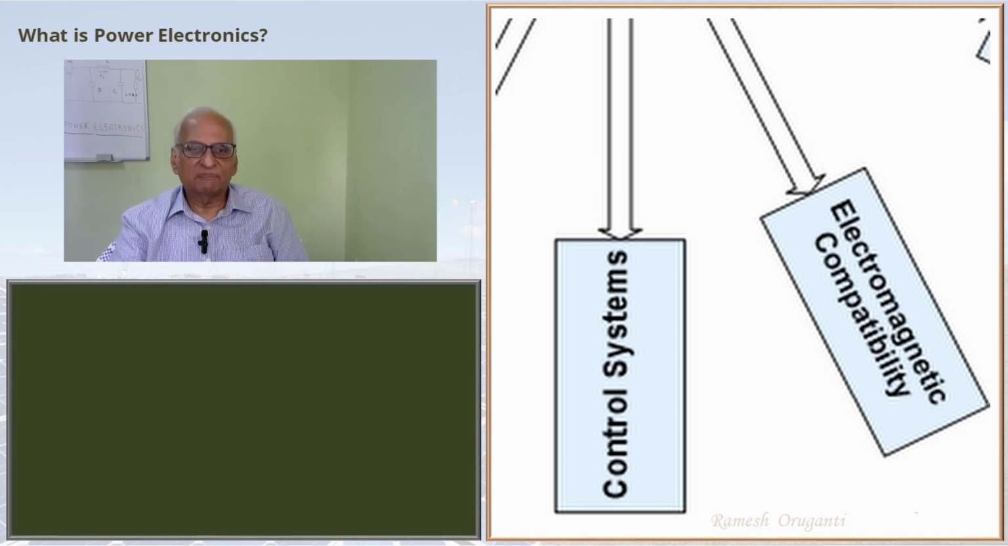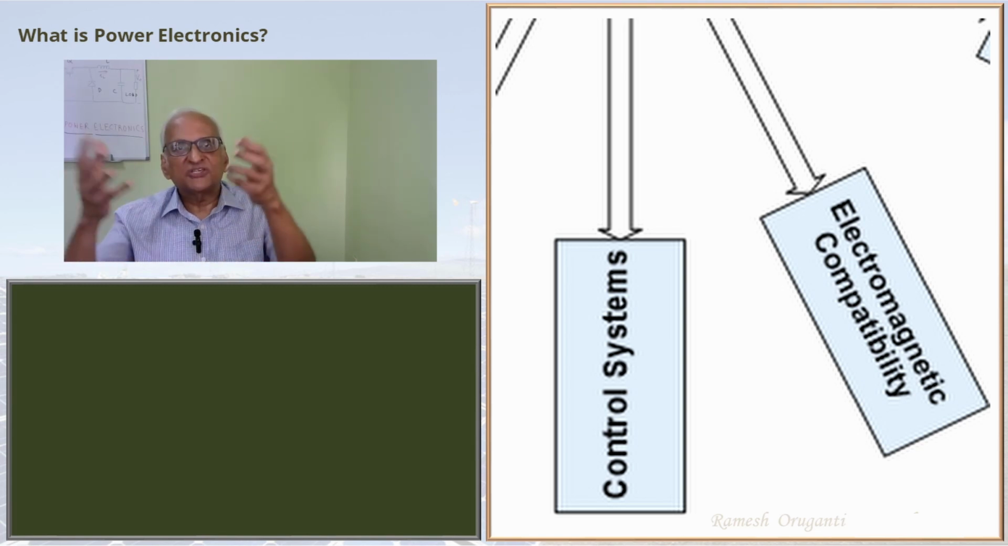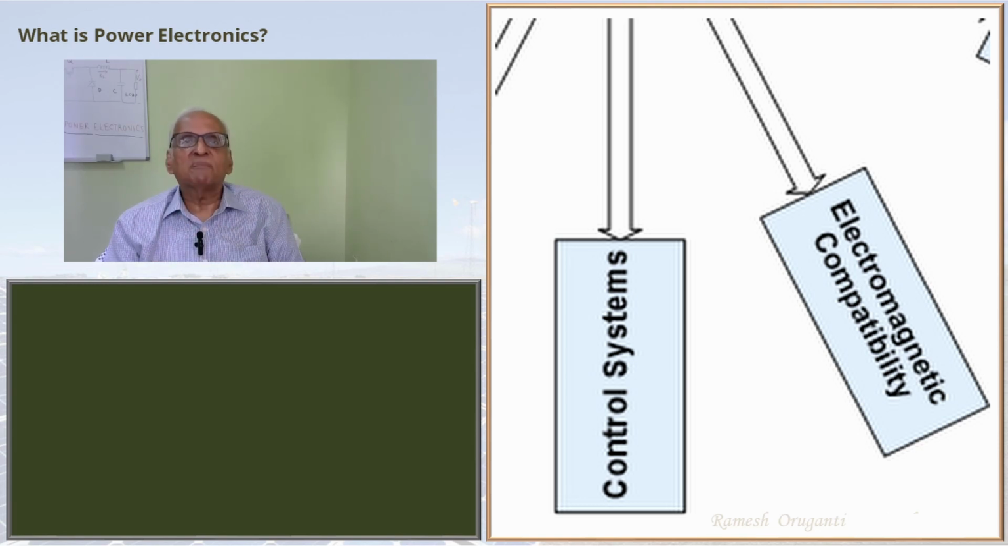So the next topic is control systems. We already saw that the power electronics equipment is always placed inside a control system, inside a system to achieve some end, maintaining a voltage, maintaining a speed, whatever. So understanding control systems is important to a power electronics engineer.